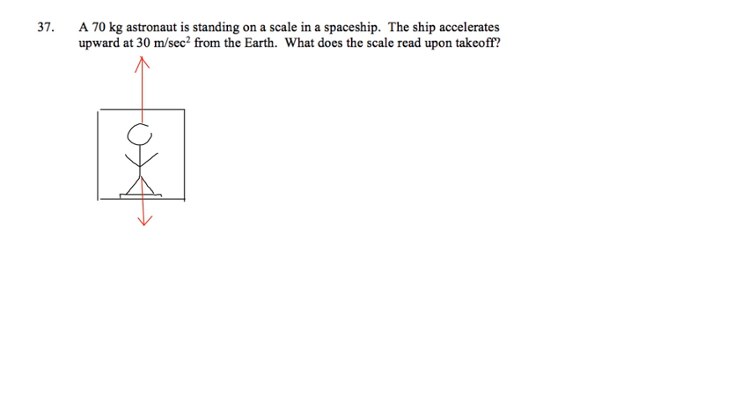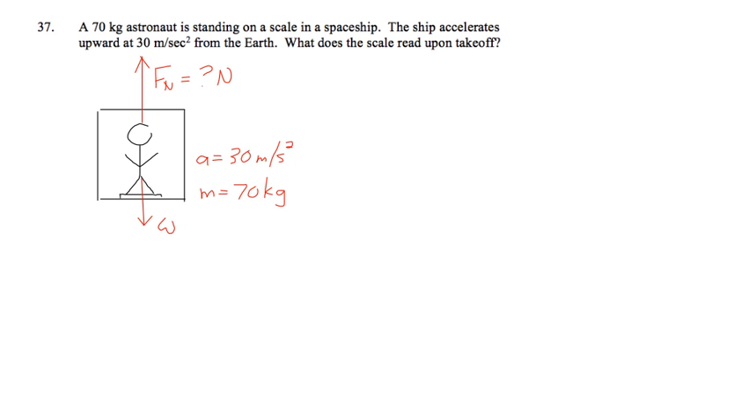And so this is the weight, which is not given in the problem. The acceleration is given. So the acceleration is given as 30 meters per second squared. And the mass of the astronaut is given. So that's 70 kilograms. If I know the mass, I can get the weight. And we're looking for what the scale reads upon takeoff. The scale is going to read the normal force. Okay, that's what the normal force is, the apparent weight.